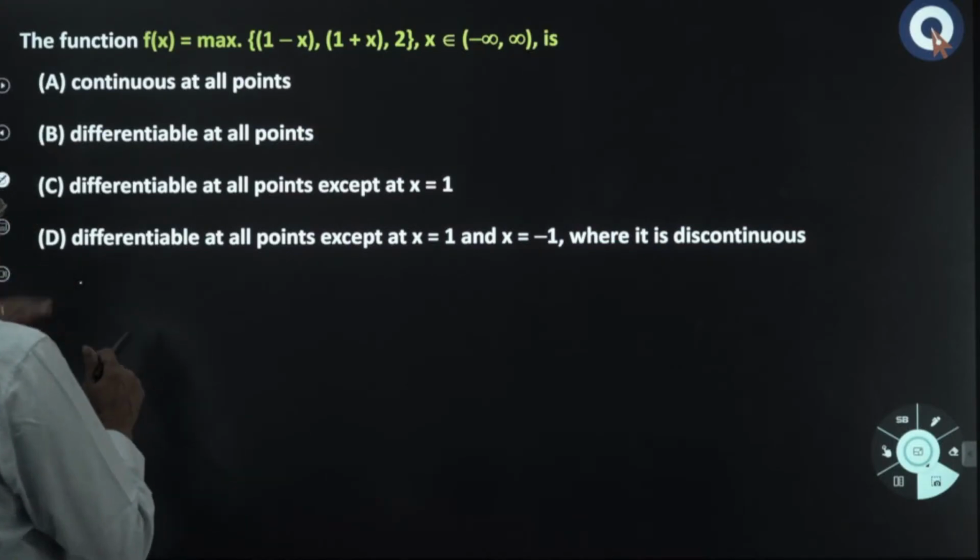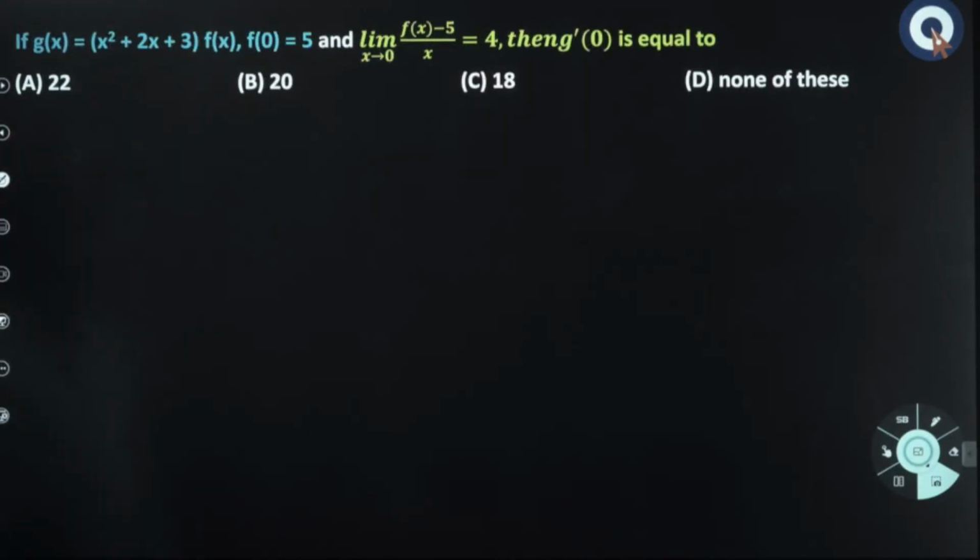So now let us see this problem. If gx is equal to x square plus 2x plus 3 into fx and f of 0 is equal to 5, then limit of fx minus 5 by x as x tends to 0 is equal to 4, then g dash 0 is equal to.